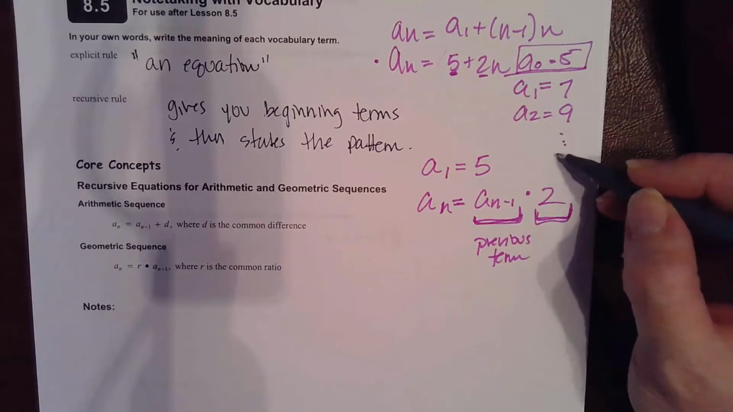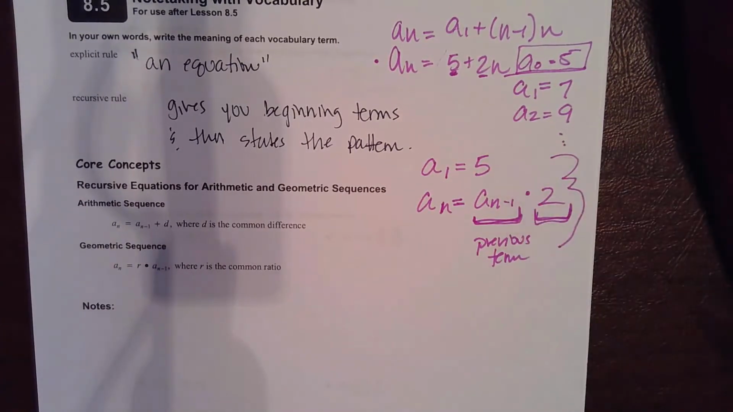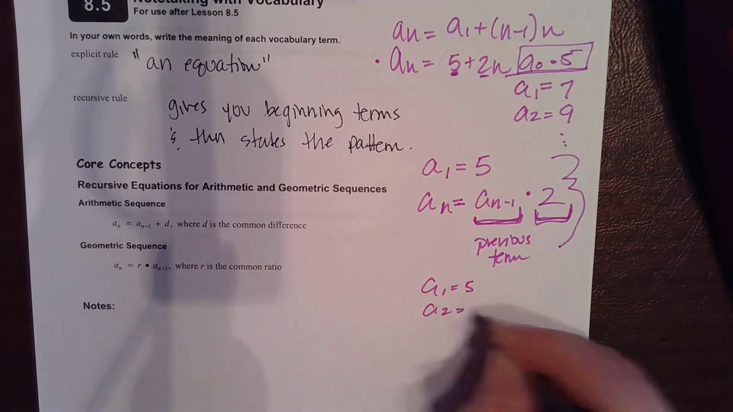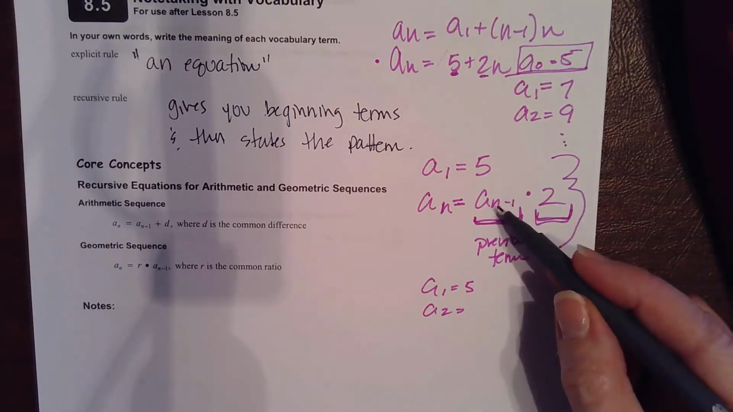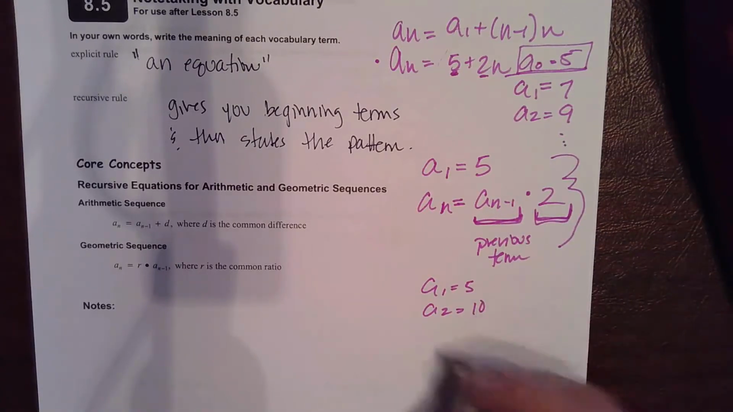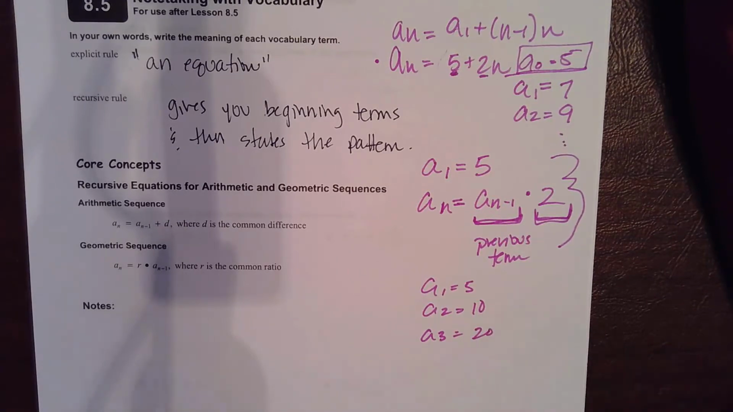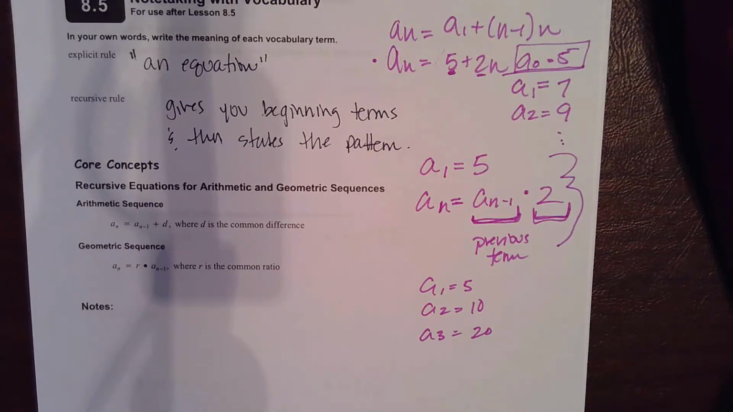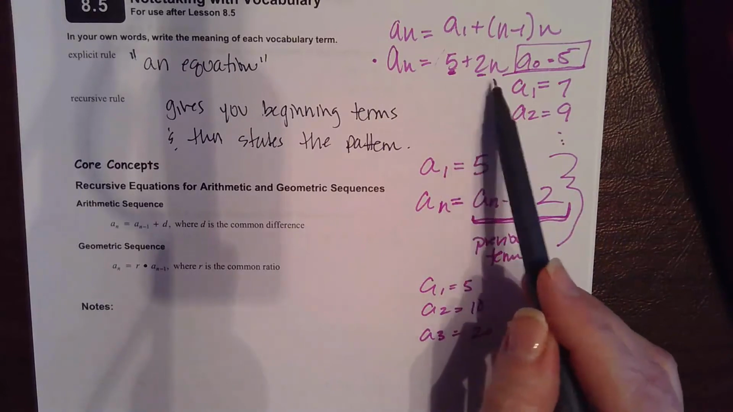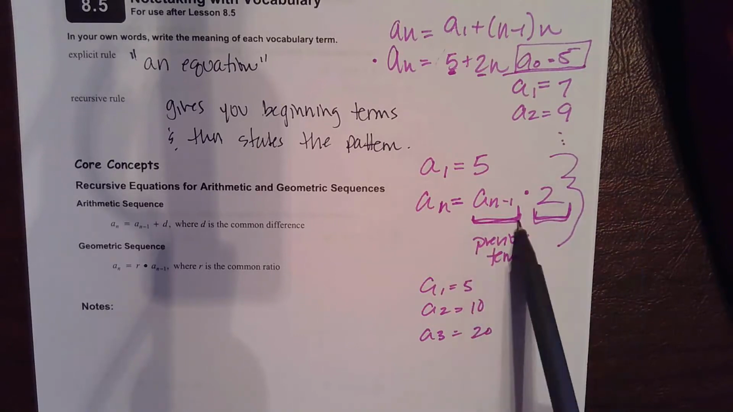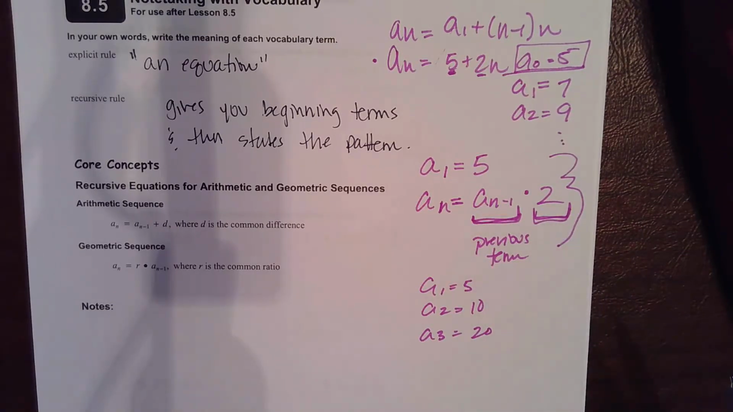So in a recursive rule, you have to be given a starting value. You have to be told where to start. If I write out the sequence, I know my first term is 5. My second term, I follow the pattern: take your previous term and multiply by 2, so that's 10. My third term, take your previous term and multiply by 2, so 10 times 2 is 20. This is a geometric sequence, right? You're taking your previous term and multiplying by 2. So rather than giving you an a sub n equation, it's telling you, in a different manner, how you can generate your sequence.